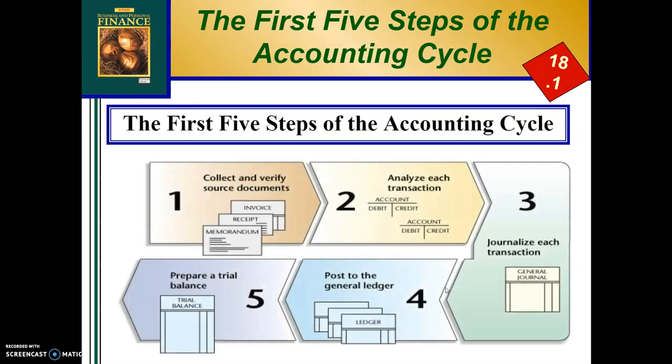Let's take a look at the first 5 steps of the accounting cycle. The first thing the accountant is going to do is collect and verify source documents, how the money changes hands. Some example source documents that may be collected and analyzed are invoices, receipts, and memorandums. After that is done, the accountant will then analyze each transaction and record it into T accounts in order to determine the debits and credits, as well as the change in the value of the account. Then it'll be recorded into a document known as the general journal. This is known as journalizing. This is taking the information from the T accounts and plugging them into the journal.